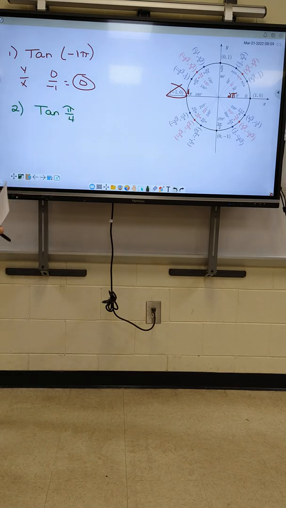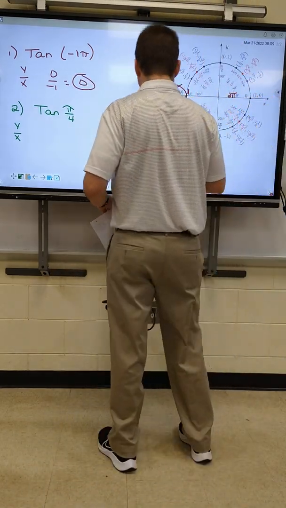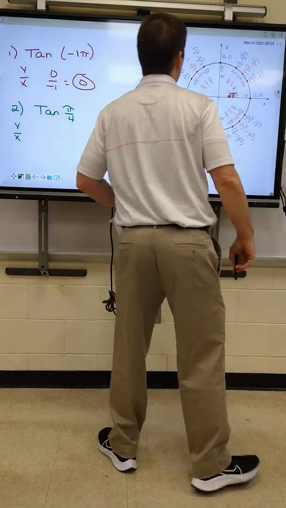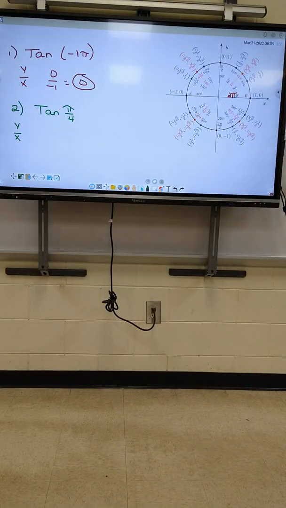Alright, this time, same formula because it's tangent still. See if y'all can do your keep change flip at pi over 4. Pi over 4, see if you can set it up. Put your y on top, your x on the bottom, then do keep change flip.